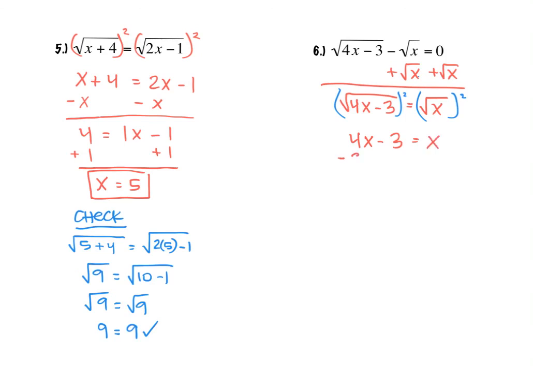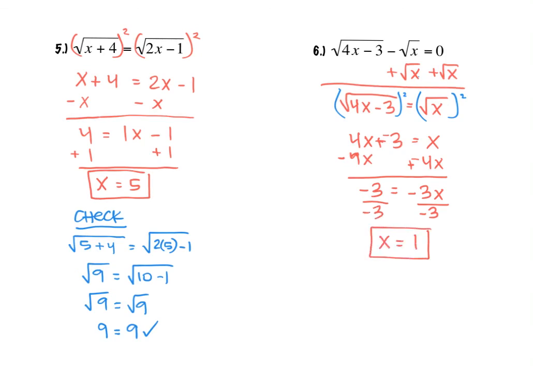Then I need to get my x terms to one side. So I have negative 3 equals negative 3x. Be careful with those negative signs. I'm going to divide each side by negative 3, and I end up with x equals positive 1. And now I'll do a check step. So remember to go back to the original.